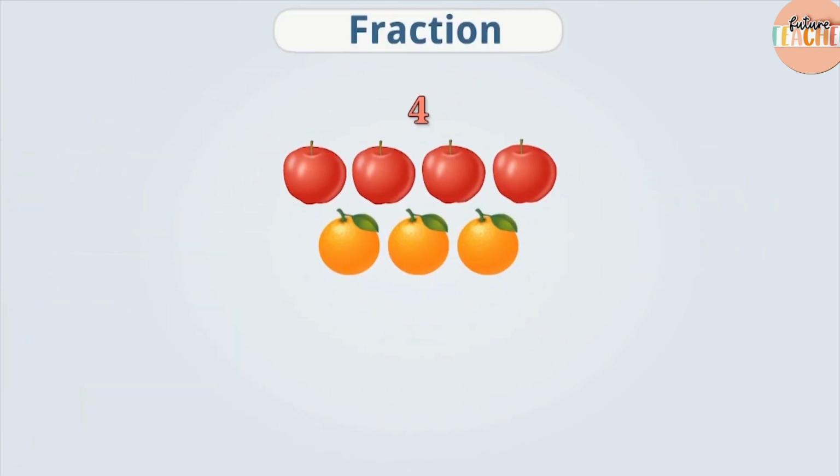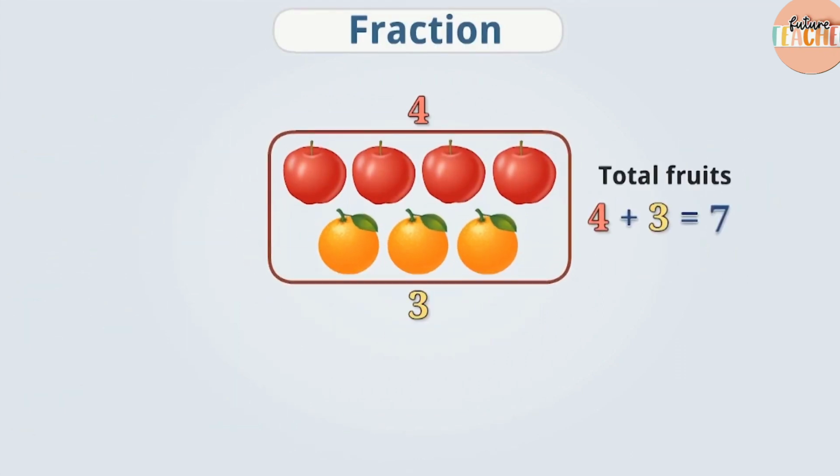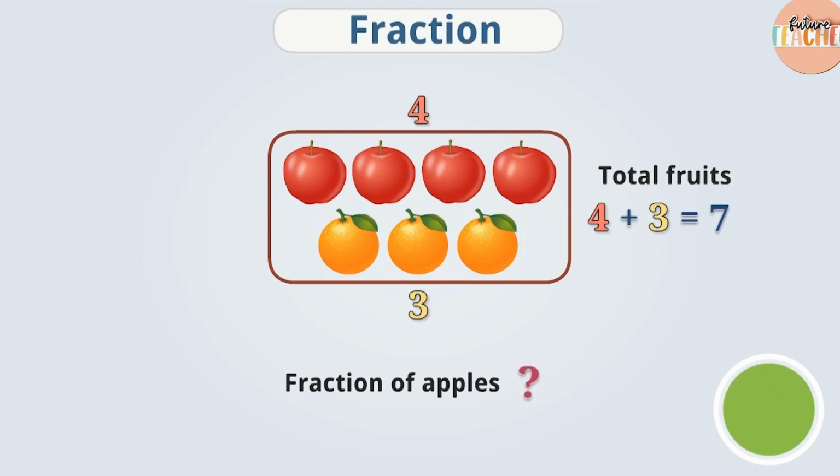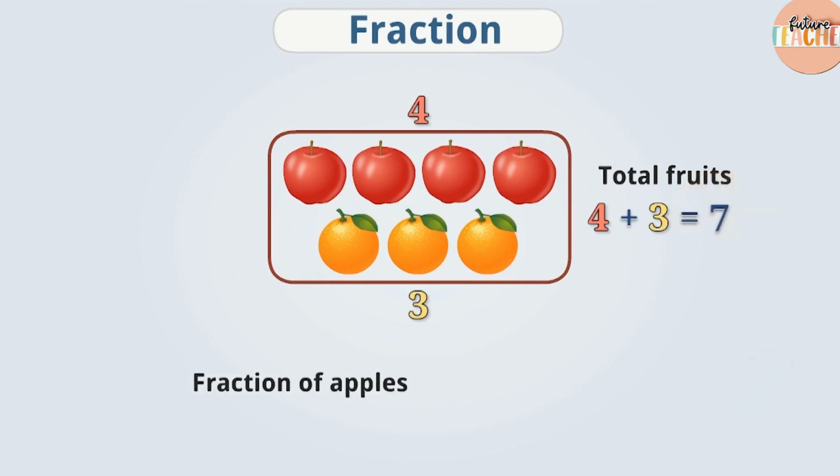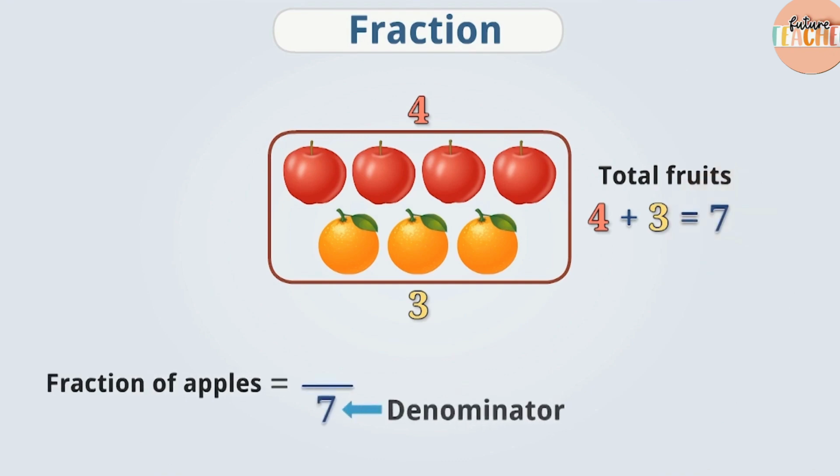See here. There are 4 apples and 3 oranges. Therefore, the total number of fruits here is 7. If we have to find the fraction of apples in the total number of fruits, then how do we do it? Let me explain. Since the total number of fruits is 7, the denominator is 7, and we're considering 4 apples of them, therefore the numerator is 4. Thus, the fraction of apples among this group of fruits is 4/7.